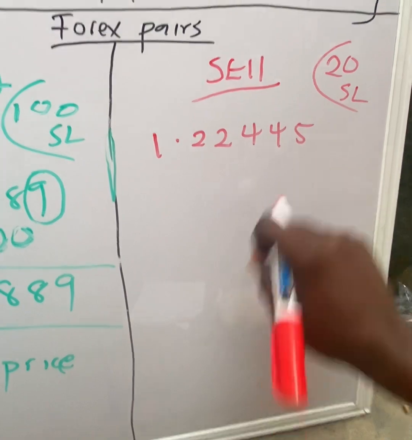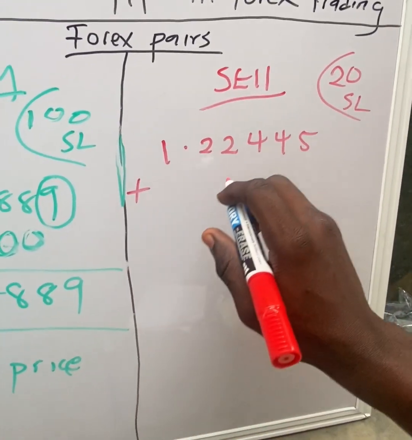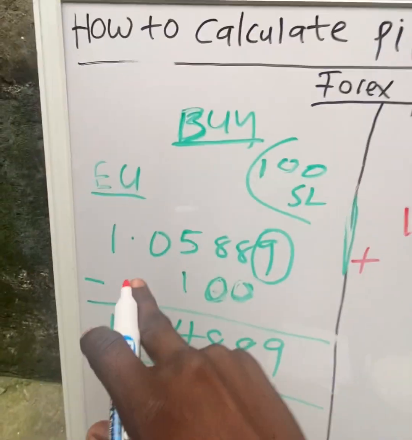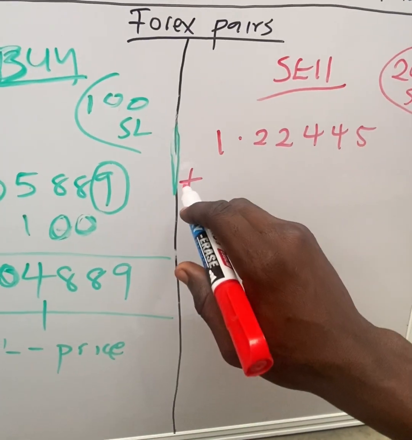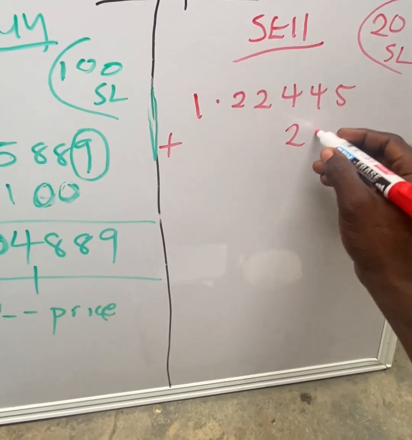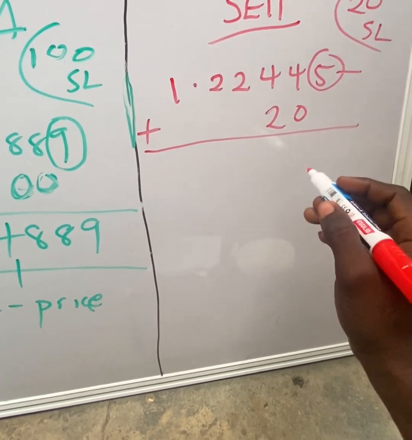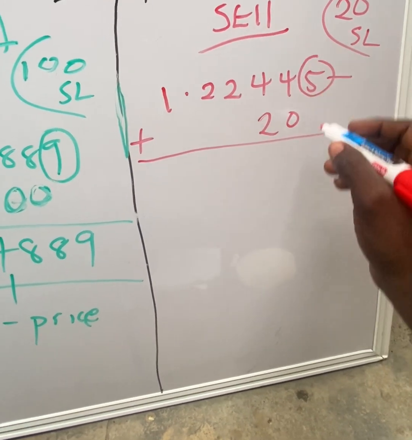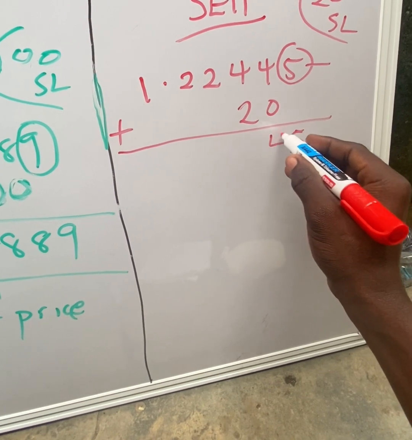We are now given 20 pips stop loss. Because we are selling, we have to add the pips to the current market price. If we are buying, we deduct, which is minus here. But now we are selling, so we have to add it. So this is 20 pips. Just like I said earlier, this is pipettes. We ignore that. We start counting the pips from this 4.